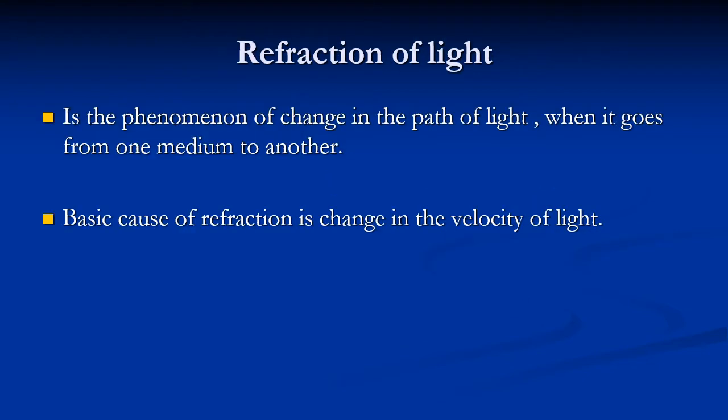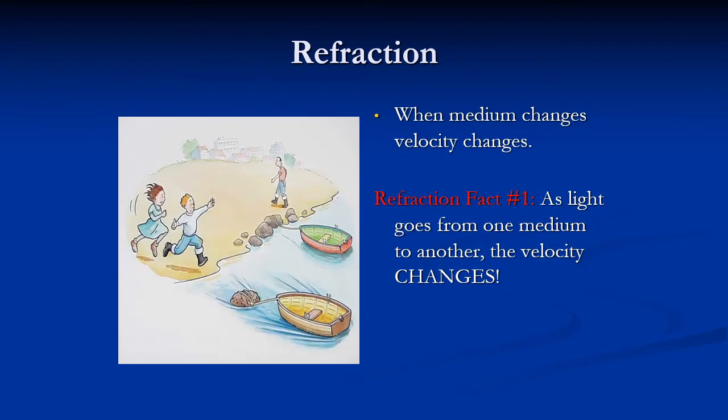Then we will come to another topic, that is the refraction of light. So we have studied what reflection of light is. We have studied about mirrors, plane mirror and spherical mirror. Now we will see something about the refraction of light. It is the phenomenon of change in the path of light when it goes from one medium to another. The basic cause of refraction is the change in the velocity of light.